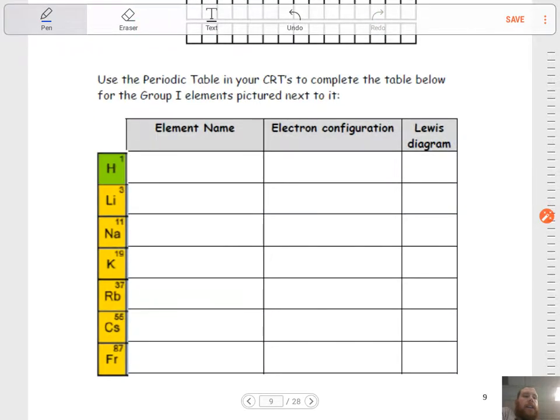So same thing here. I want you guys to go through, all right, write in the element name. So first one, we've got hydrogen. We've got the configuration. Oh, that's easy. It's just 1. And then it's going to have just the 1 dot. So pause the video, go through, complete the rest of this on page 9, have me check it in person.